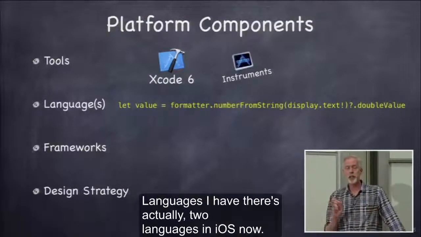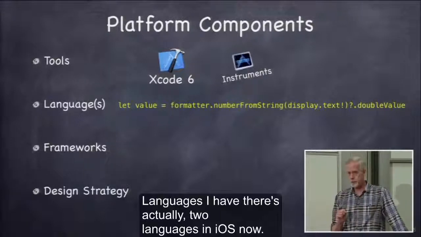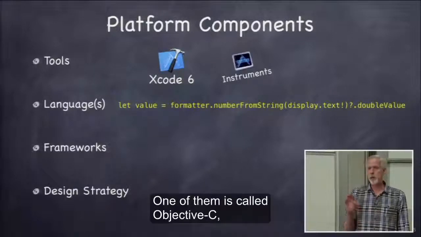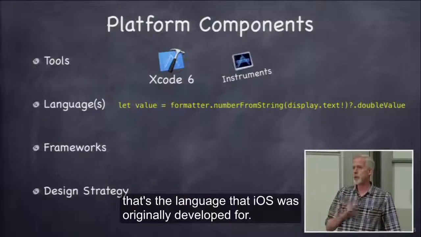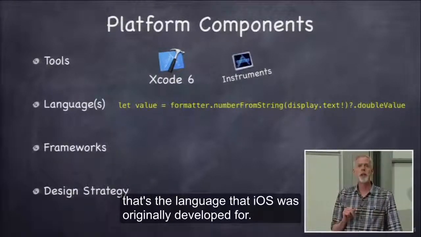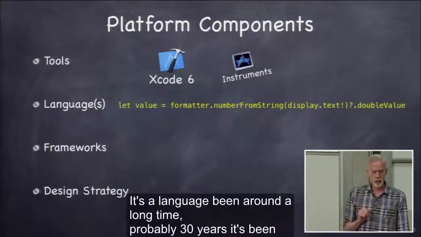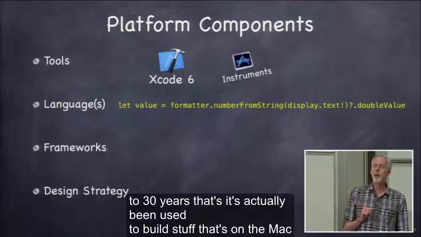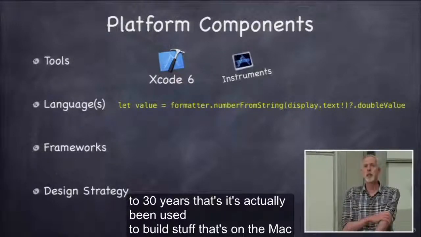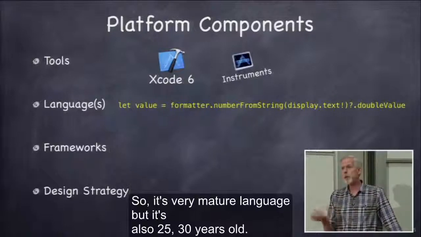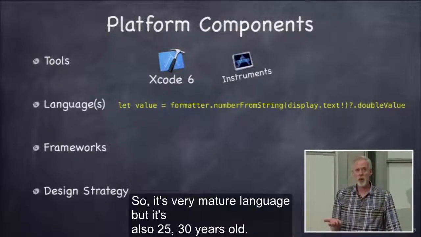Languages: there are actually 2 languages in iOS now. They are peers. You can pretty much use either one. One of them is called Objective-C. That's the language that iOS was originally developed for. It's a language that's been around a long time, probably 25 to 30 years, that it's actually been used to build stuff that's on the Mac today. So it's a very mature language, but it is also 25, 30 years old.